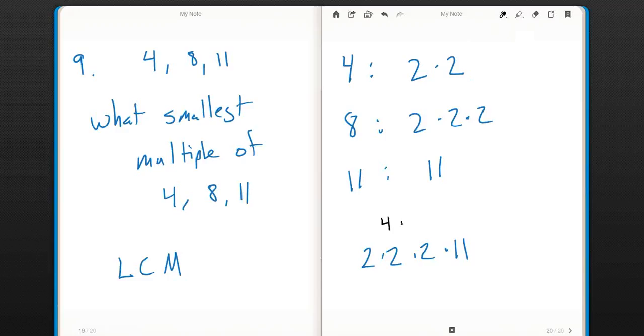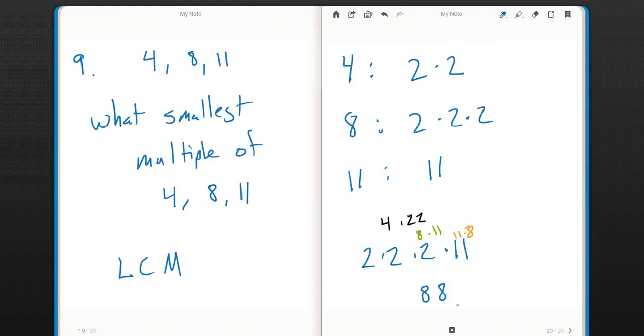Notice I could say this is 4 times 22. This number is 8 times 11. And of course 11 times 8, if I want to say it backwards just to make it fit the pattern. This number is going to be divisible by every one of these numbers because it is a multiple of each of them, and that number is 88.